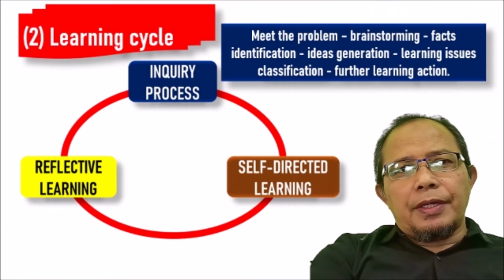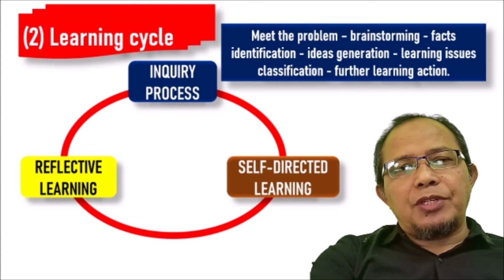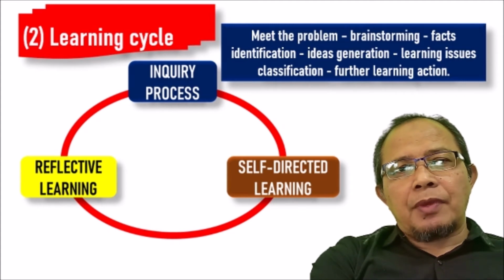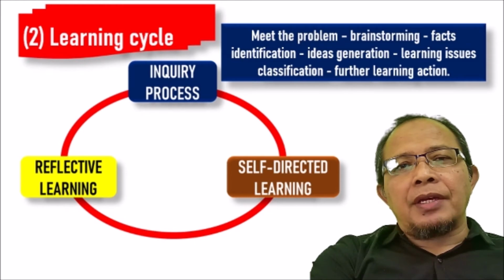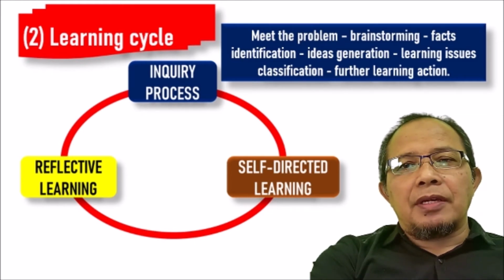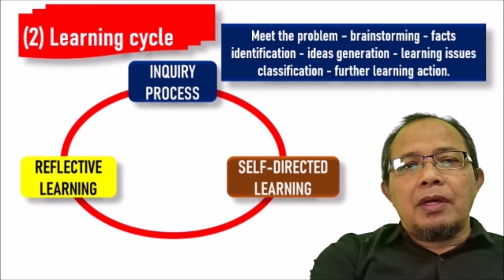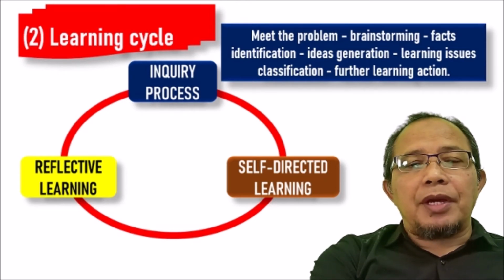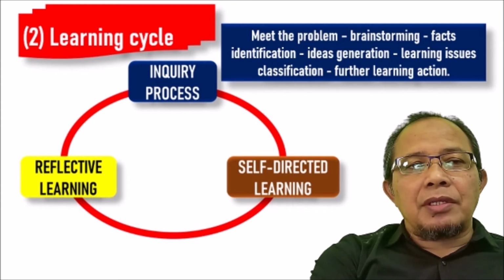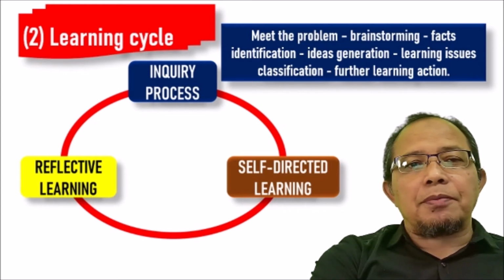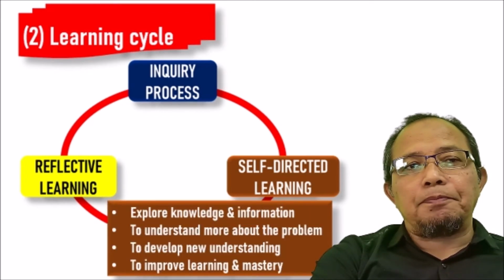2. The PBL learning cycle phase consists of 3 main stages: inquiry, self-directed, and reflective learning. The first stage of the PBL learning cycle is the diagnostic stage or inquiry stage. This stage consists of a variety of collaborative learning activities, including the introduction of problem scenario, brainstorming and knowledge scaffolding, facts identification, ideas generation, learning issues classification, as well as planning design for further learning.